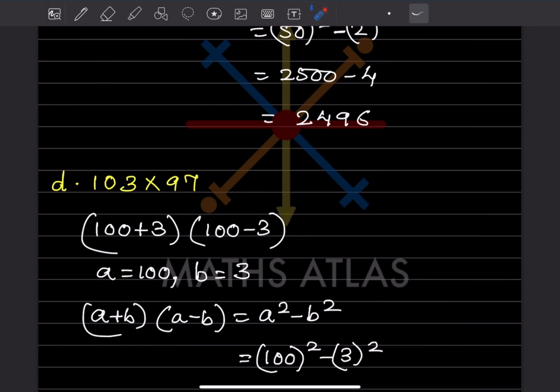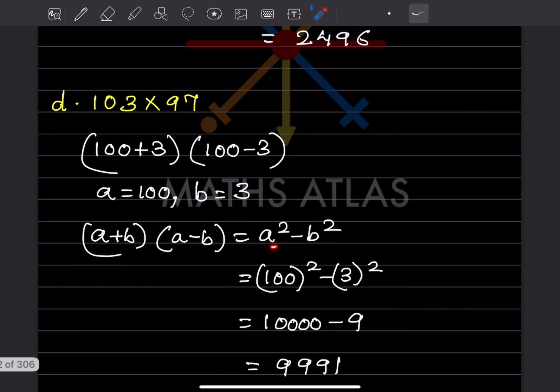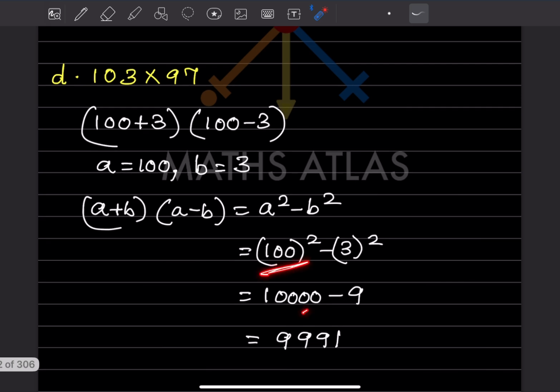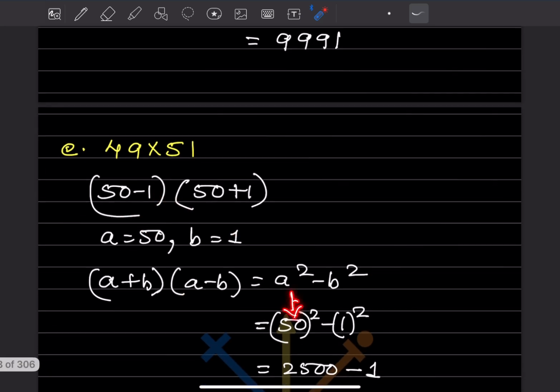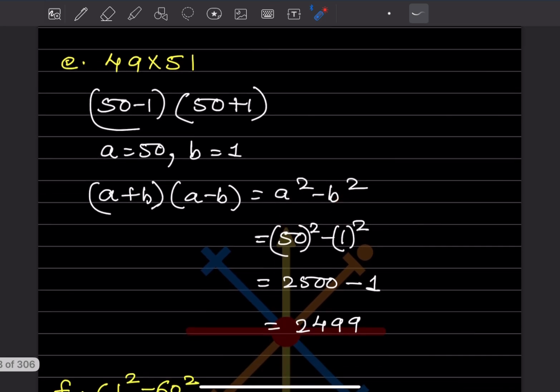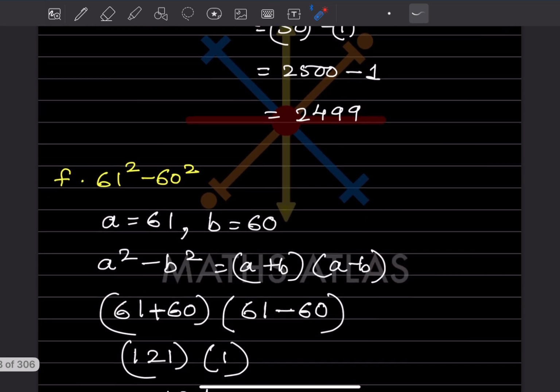So we can write here, the same formula will be used, that will be 100 square minus 3 square. So this is going to be 10,000 minus 9, which will be 9991. Here we can write 50 minus 1, and here we can write 50 plus 1. So A is 50 and B is 1. So here A plus B and A minus B, that will be A square minus B square. So 50 square minus 1 square. The answer should be 2499.